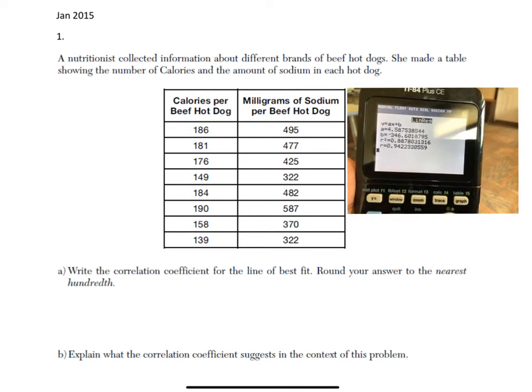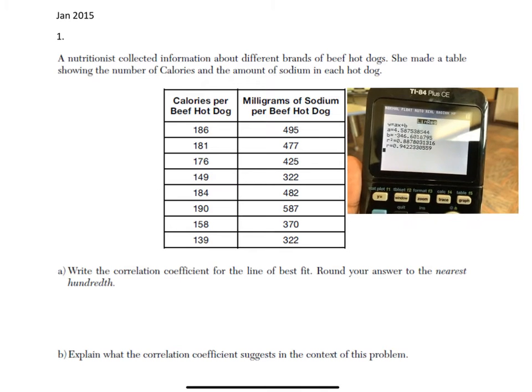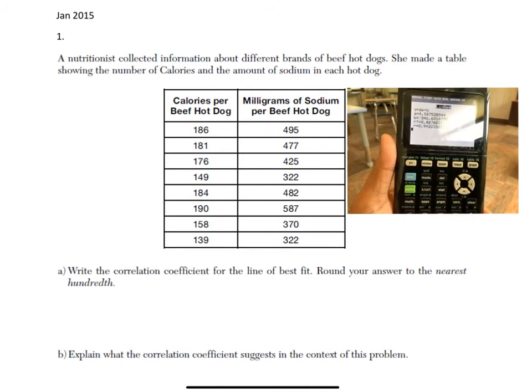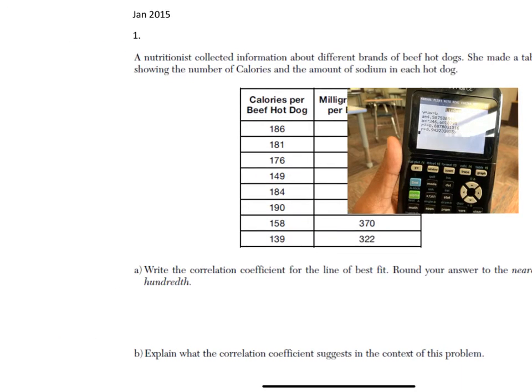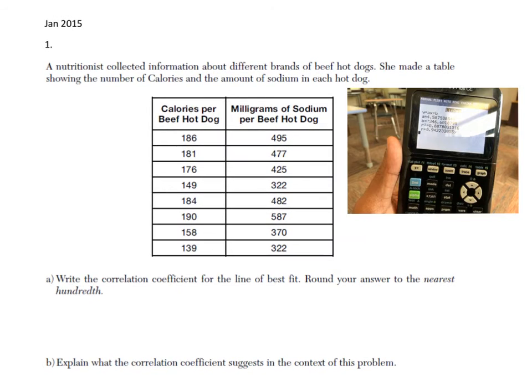So what's the correlation coefficient for the line of best fit? Round your answer to the nearest hundredth. So now since we have our values, our value for the correlation coefficient is 0.942. And then they say, explain what the correlation coefficient suggests in the context of the problem.